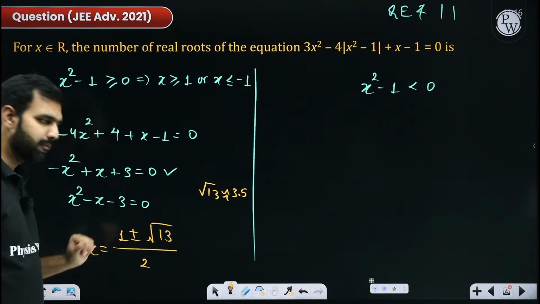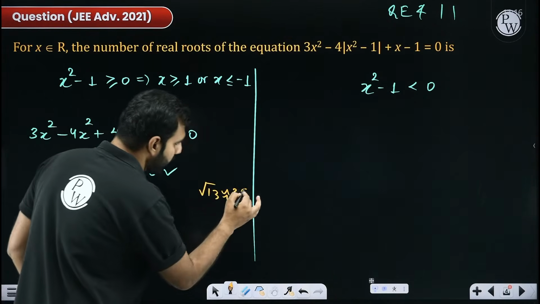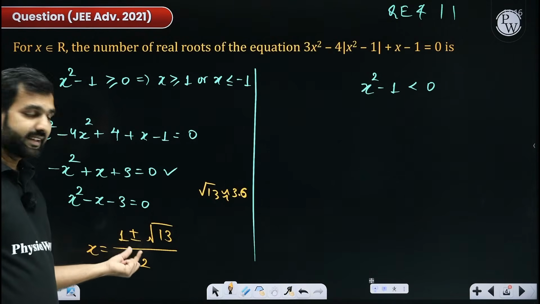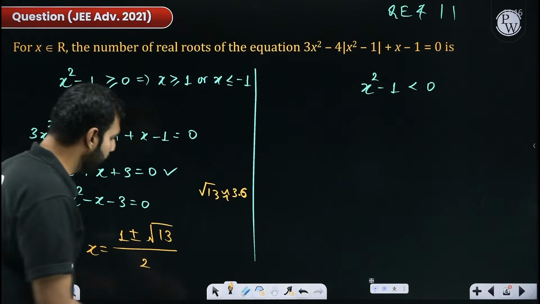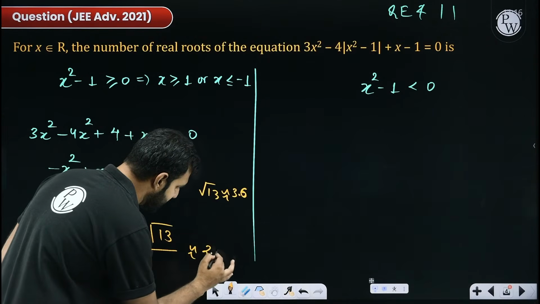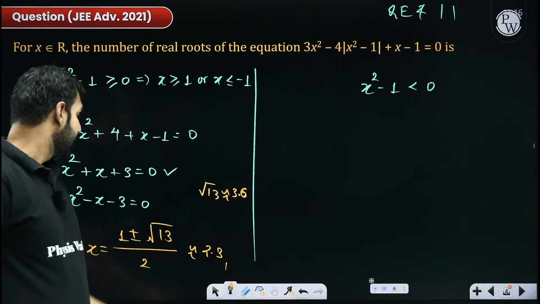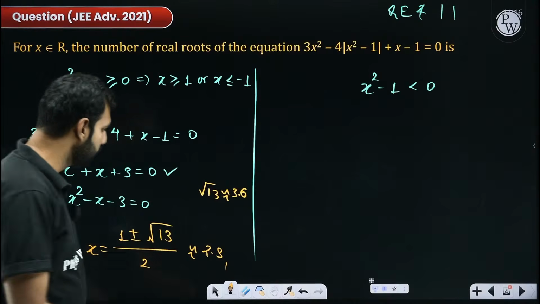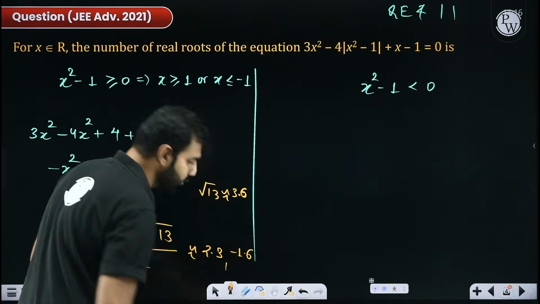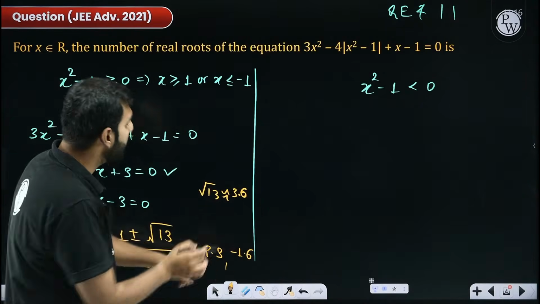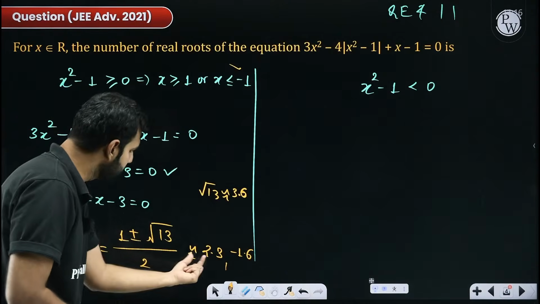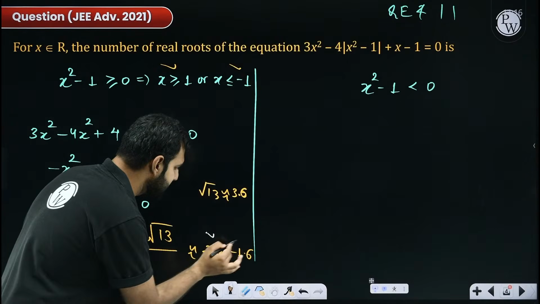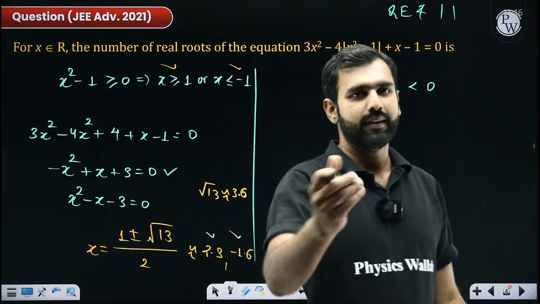So 3.5 plus 1 is 4.5, or if you take it even closer, 3.6 plus 1 is clearly 4.6. 4.6 by 2 is 2.3. So one of the values you are receiving is very close to 2.3. And with the minus sign, 1 minus 3.6 is minus 2.6, by 2 that is minus 1.6. That is also clearly falling under that category. This minus 1.6 is less than minus 1. This 2.3 is greater than 1. So both of these solutions are acceptable. Everybody understood that? That's brilliant.